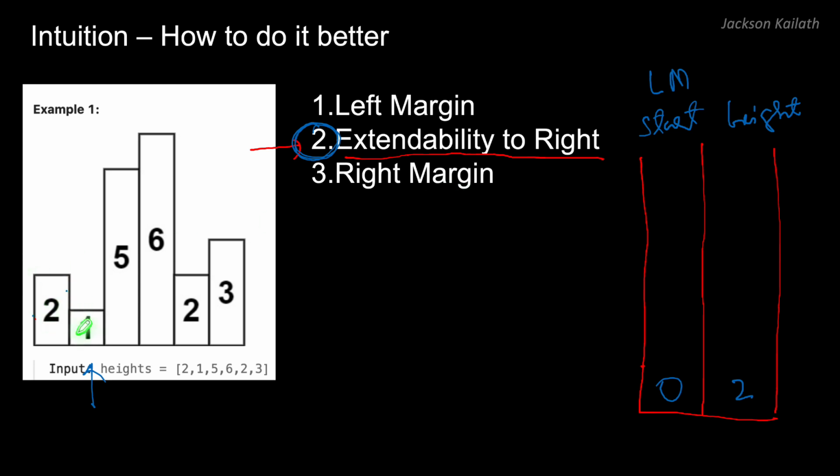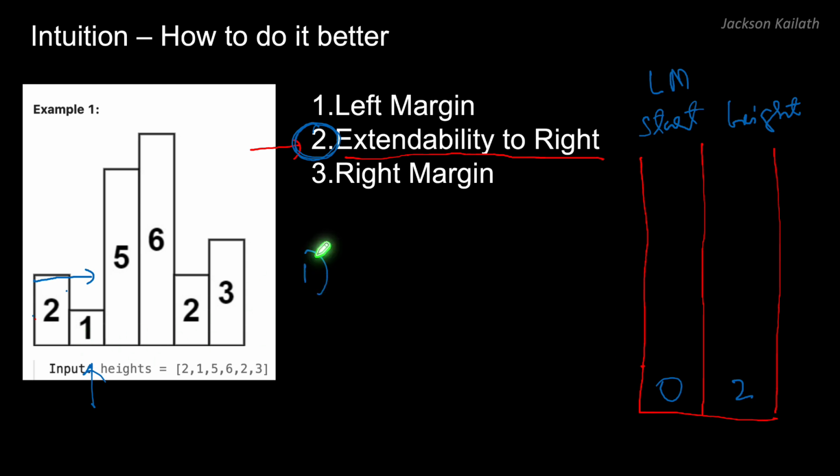But because the next bar is a lower value, I will not be able to extend this bar. I'll not be able to extend this bar anymore to the right, and I already know its left margin, so there is no more point in storing this in our stack. So again, what's the scenario that we're talking about?